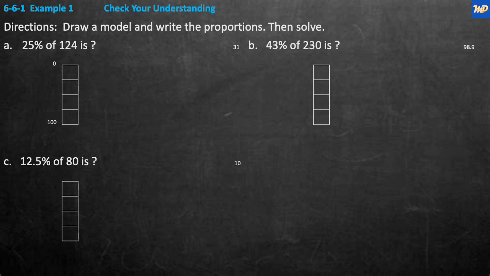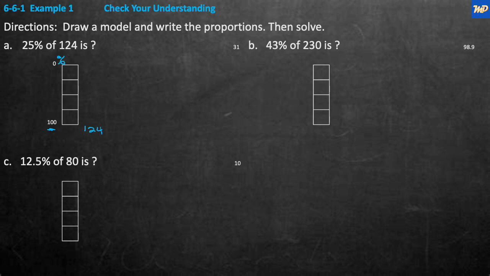Okay, now that you're back, let's go ahead and do A. A says 25% of 124. Well, that's saying that the whole, here we have 100 on the left. 100 is on the left, that's the whole piece, 100%. These are the percents on the left, okay? So 124 is on the right. 124 is the whole piece.